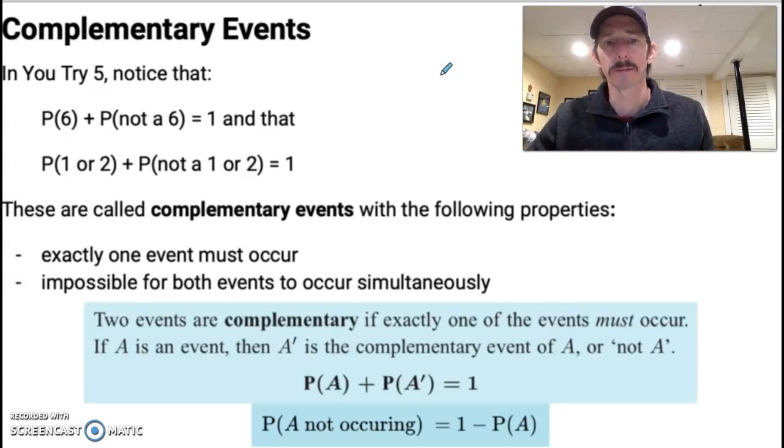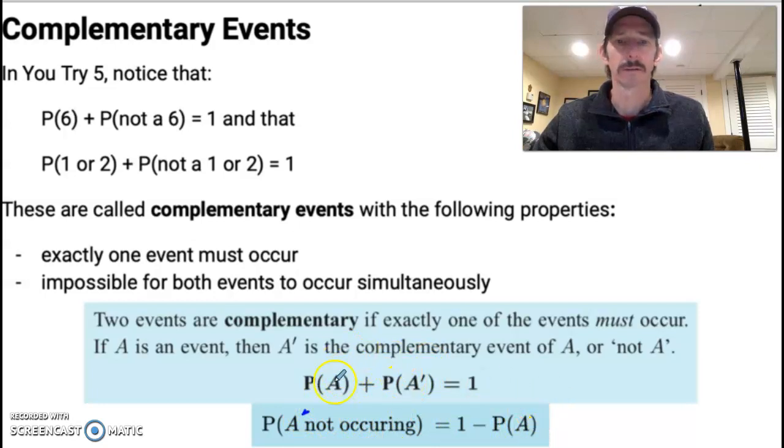And the mathematical outcome of that is if you have an event and you have its complement, so this little tick mark up here means the complement of A, those two things added up have to equal 1. And if we do a little algebra, I could subtract either of these to get one on its own. So the complement of A, A not occurring, is 1 minus the probability of A happening.